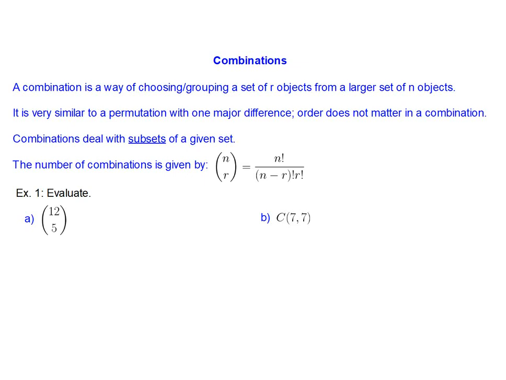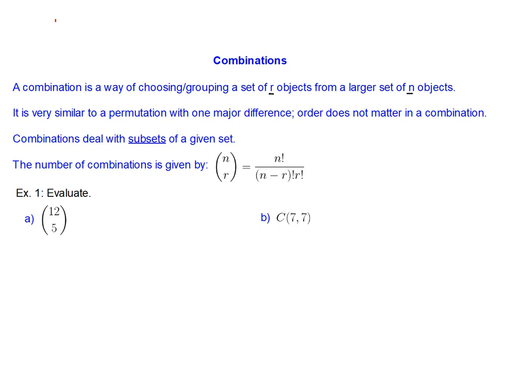In this video, we look at something called combinations. A combination is a way of choosing or grouping a set of R objects, a small set of R objects, taken from a larger set of N objects. Basically, we're looking at subsets of a larger set. It's very similar to permutations. The big difference is that when we talk about combinations, the order does not matter.